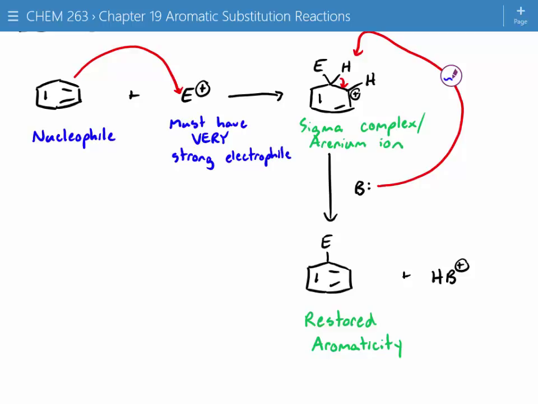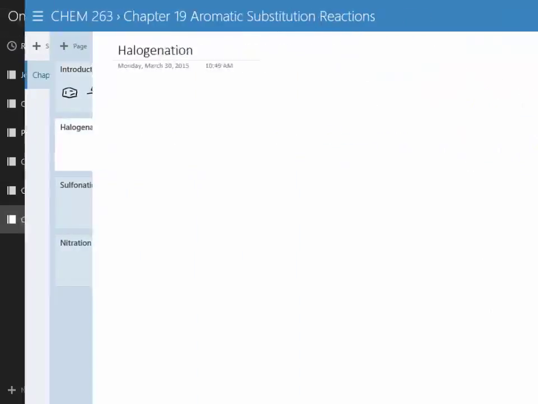If we use a generic electrophile like Br2, bromine, it's not going to do anything. We have to convert bromine into a super strong electrophile somehow. And we're going to talk quite a bit about how to do that and the overall mechanisms for some of these new reactions. All right, so let's switch gears and talk specifically about halogenation reactions.